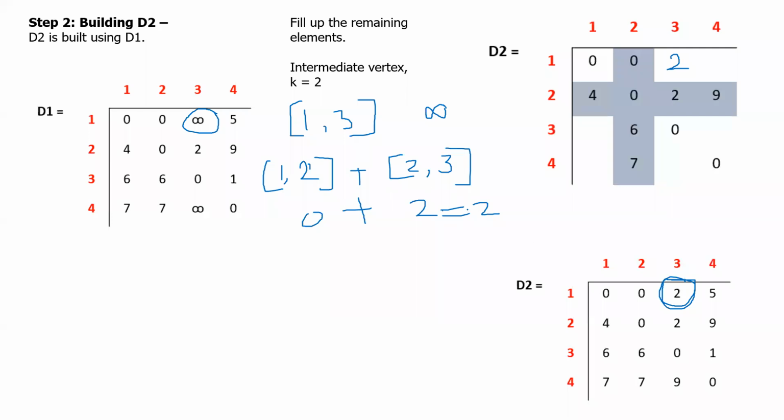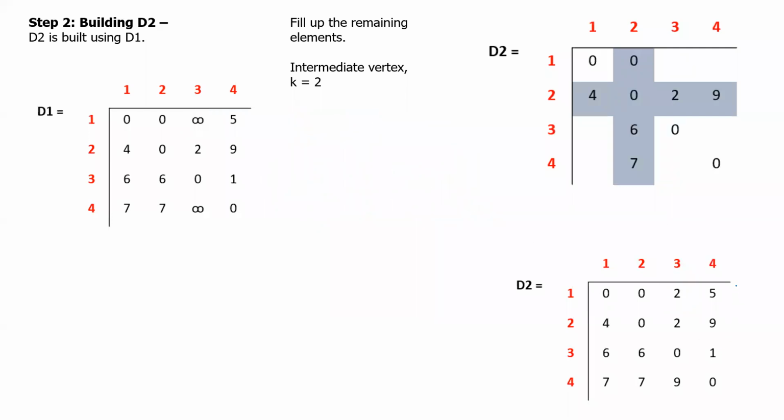Now, finding out how I got this 5 here. For that, I'm going to take the distance between node 1 and 4. The current distance between node 1 and 4 is 5. You can see that here. Node 1 and 4, the current distance is 5. Now you have to find out the distance from 1 to 2 plus the distance from 2 to 4.